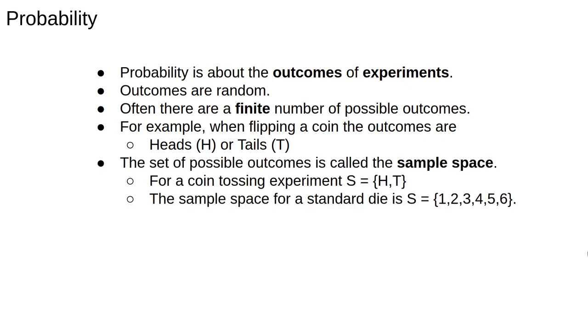The set of all possible outcomes is called a sample space. It's usually denoted by the set notation of listing all of the possible outcomes inside of curly braces. For the coin flipping case, we have a set S with two elements, heads and tails. Another classic example in probability theory is rolling a standard die, in which case the sample space is the set containing the numbers 1, 2, 3, 4, 5, and 6.